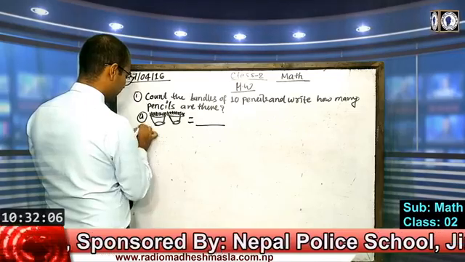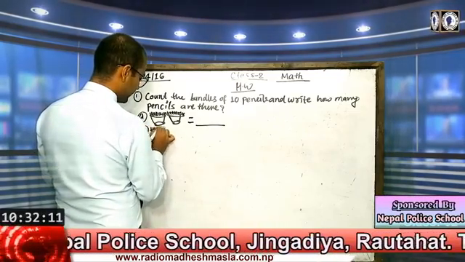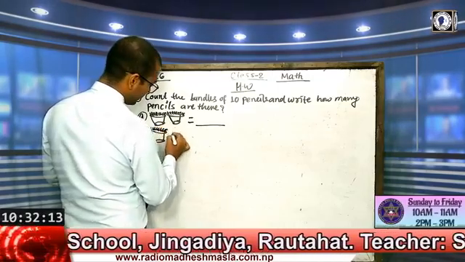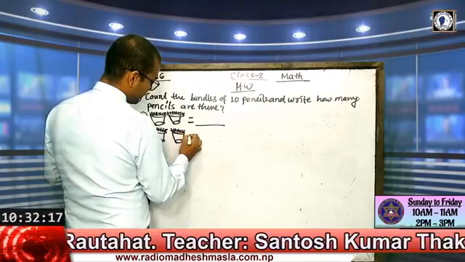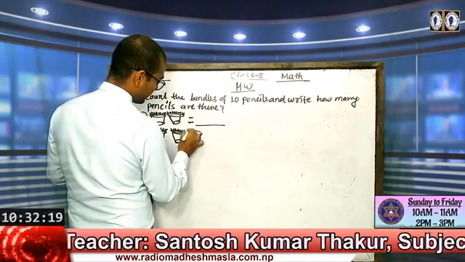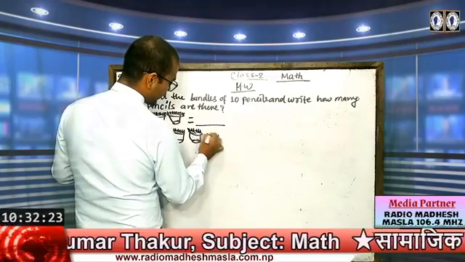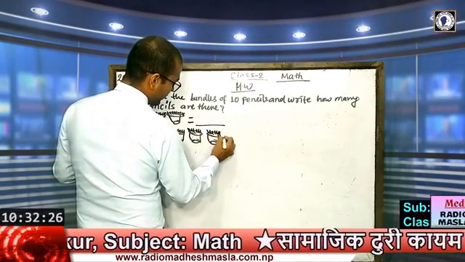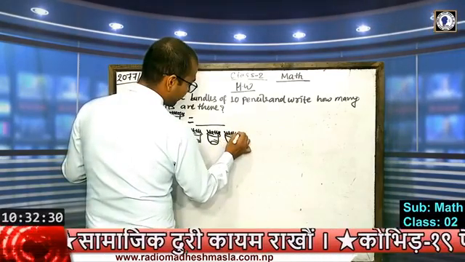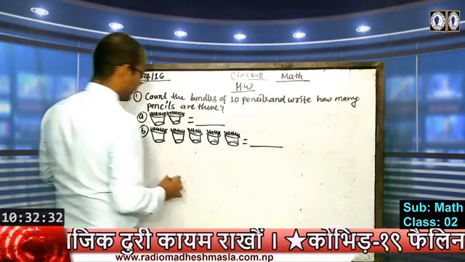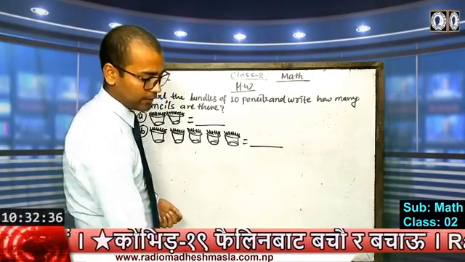Question number B. In question number B, you have to draw 5 bunches of pencils and you need to write the number of pencils.